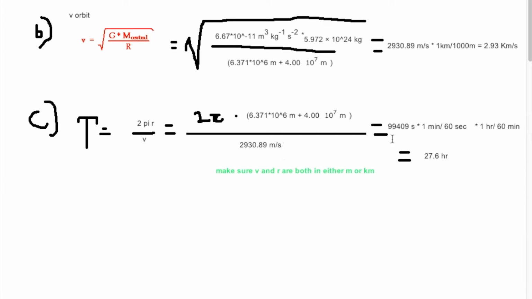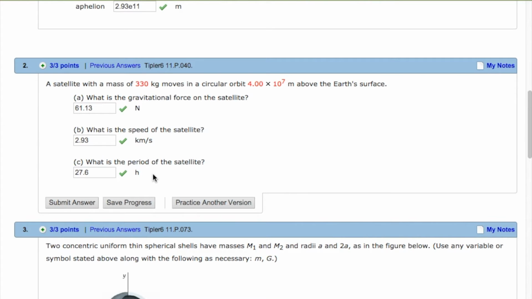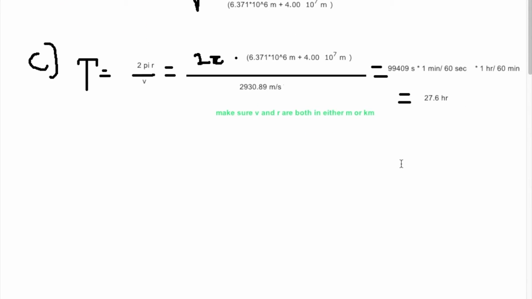So you have to do that. And then of course at the end you multiply by these ratios: 60 seconds in a minute, 60 minutes in an hour, and then you can get how many hours it is, because it asks for hours. And that's what I got.